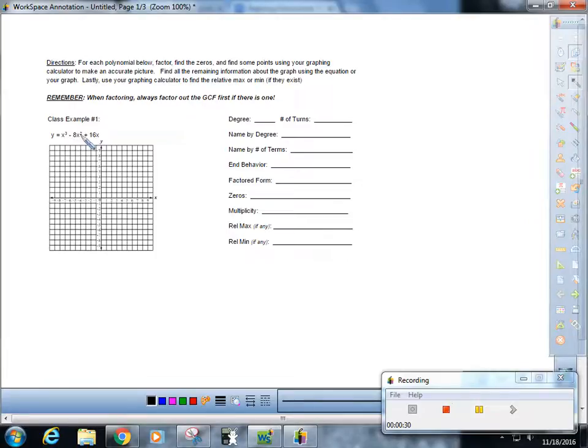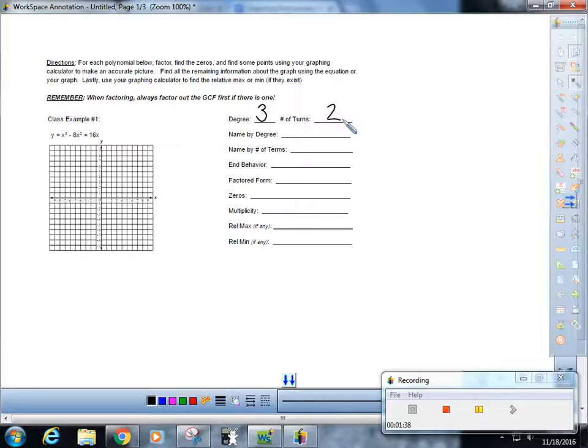So, what is our degree? 3. It is 3. Excellent. Now, let's think of this. What's the degree of a line? 1. How many turns does a line have? None. Right? It doesn't turn, which is what makes it a line. Okay. What's the degree of a parabola? 2. How many turns does a parabola have? So what's my answer here? This is going to be a 2. Okay? There we go. We're learning.